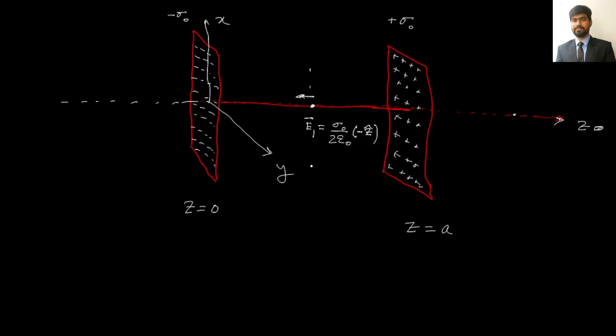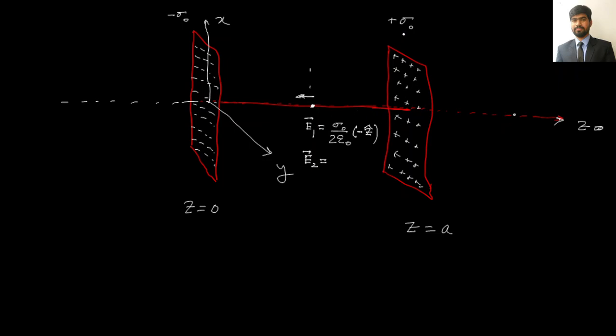So this is minus z cap direction. Okay, and then consider only the second plane. Assume that there is only the second plane, then what will be the electric field at this point? Let's say that electric field will be E2.